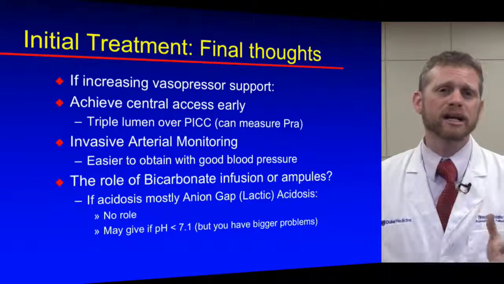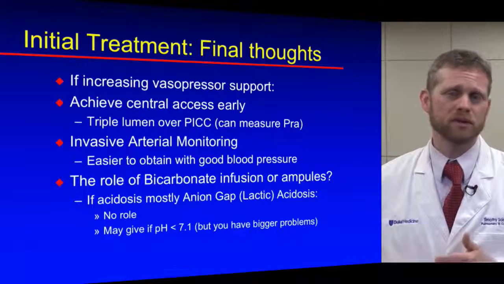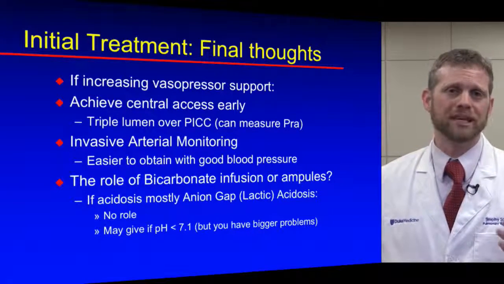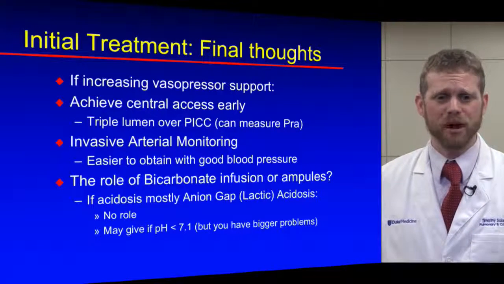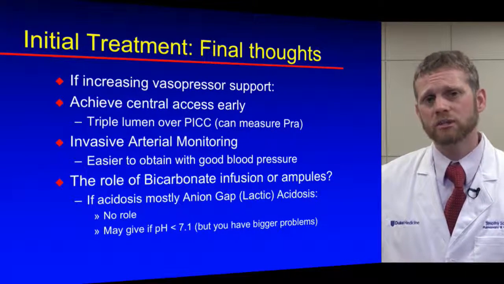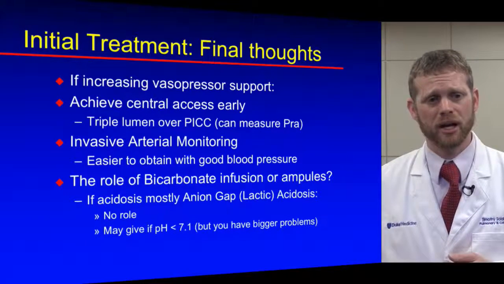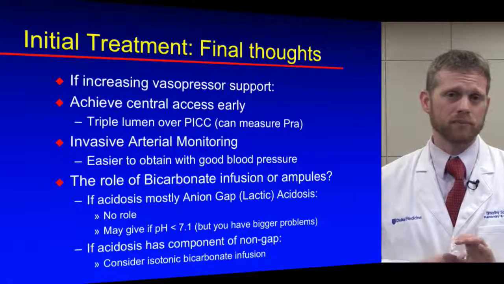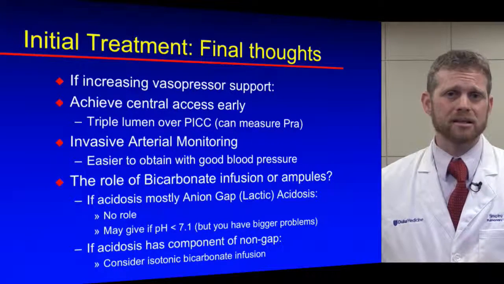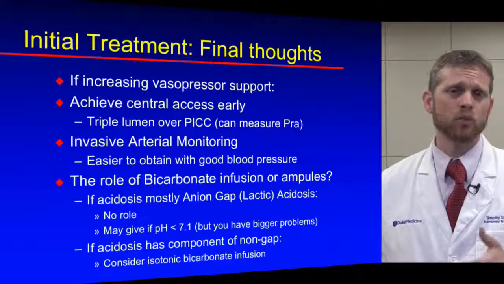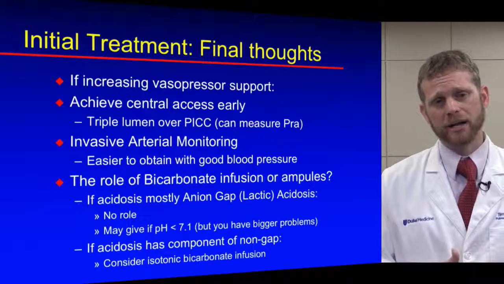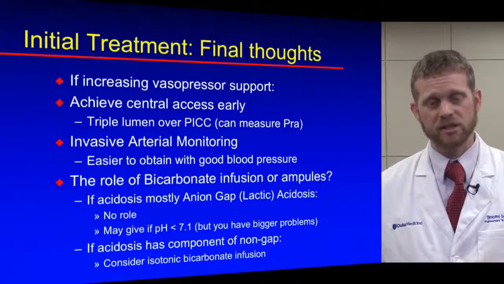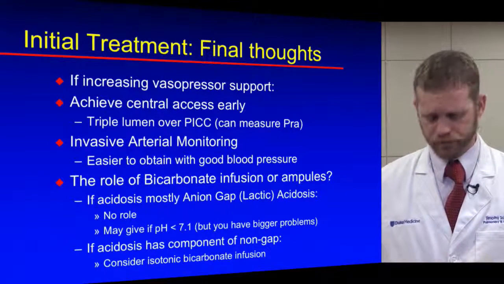If you are going to give it, I guess reserve it for people who are developing profound acidosis, refractory hypotension, and you just can't keep their blood pressure up and they're about to code. That's probably the person that you give it to, but if you're giving that, you have bigger problems on your hands. Now, if you have a non-gap acidosis as part of your acid-base status, you can give them bicarb, and in fact, if you want to, that can be your low chloride crystalloid of choice if it's done in an isotonic fashion.